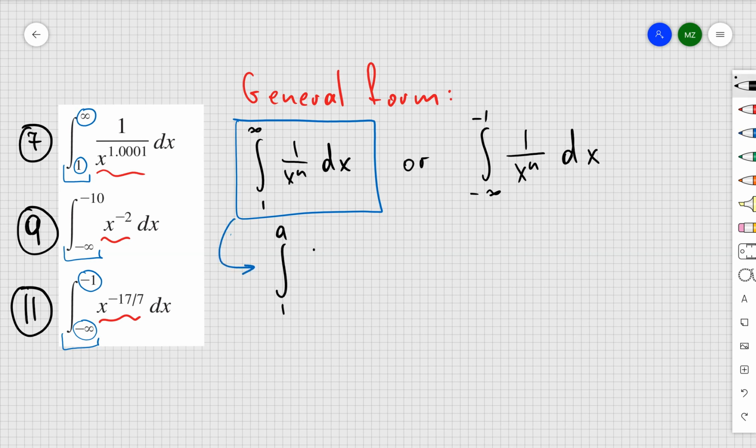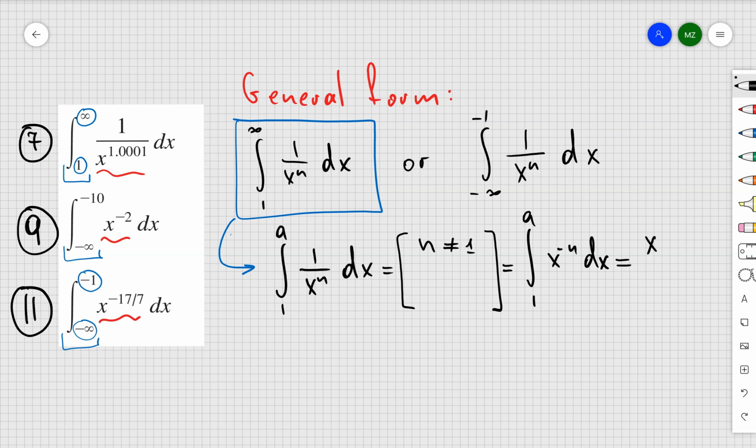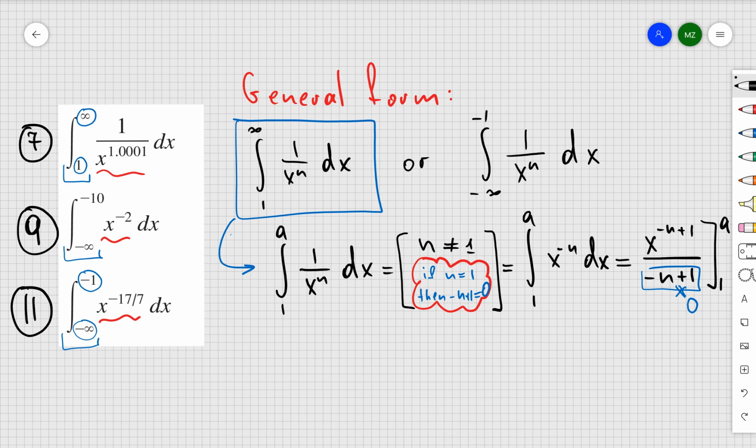So let's consider the first case, when we're dealing with positive infinity, and try to analyze it. To compute that integral, again, I need to compute the finite integral between 1 and a. So let's take n not equal to 1, and then I'm going to rewrite my function. If I integrate, I'm going to obtain x to the power of negative n plus 1 over negative n plus 1. And that's why I don't want n to be equal to 1, because if n is equal to 1, then negative n plus 1 is going to be equal to 0, and since it's in the bottom part, I cannot divide by 0. And don't forget our bounds between 1 and a.